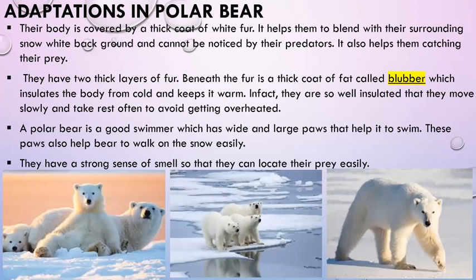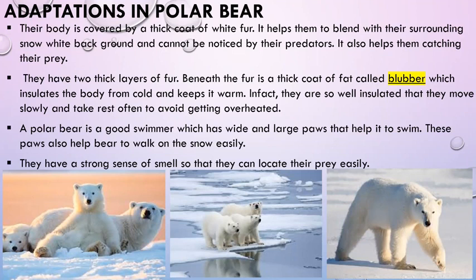Let's discuss about polar bear and penguins. What are the adaptations that are found in polar bear? In polar bear, the body is covered by a thick coat of white fur. This white fur helps them to blend with their surrounding snow white background and cannot be noticed by their predators. It also helps them catching their prey. So, their body color camouflages with their surroundings.